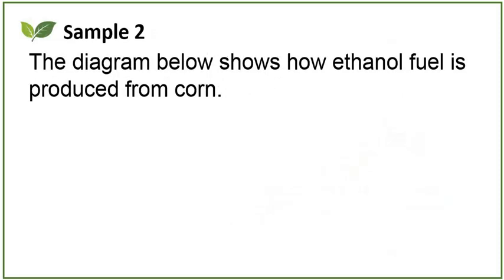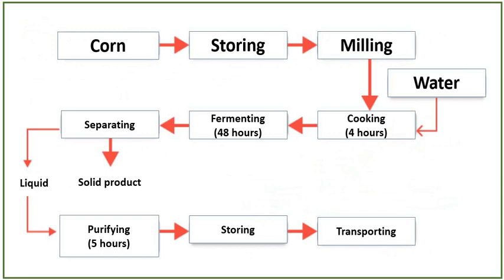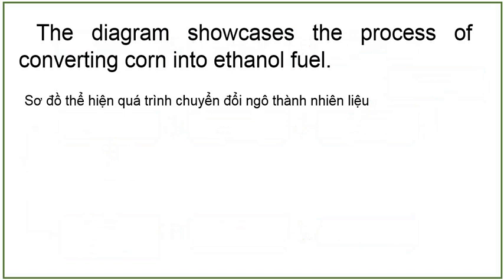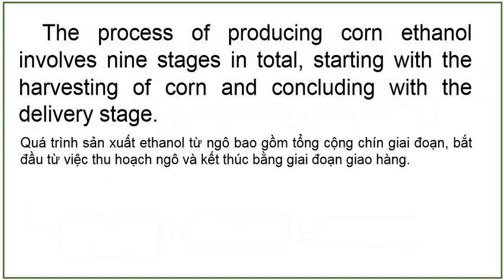The diagram below shows how ethanol fuel is produced from corn. The diagram showcases the process of converting corn into ethanol fuel. The process of producing corn ethanol involves 9 stages in total, starting with the harvesting of corn and concluding with the delivery stage.